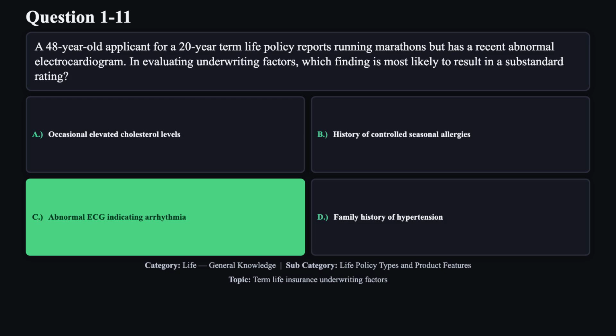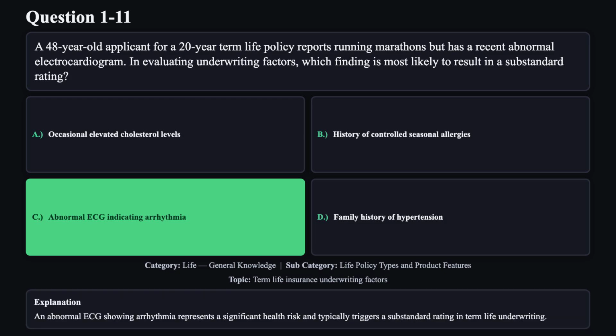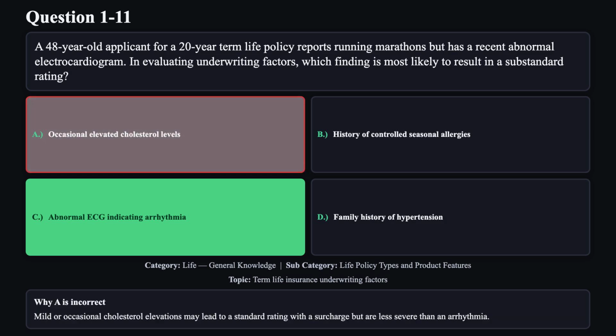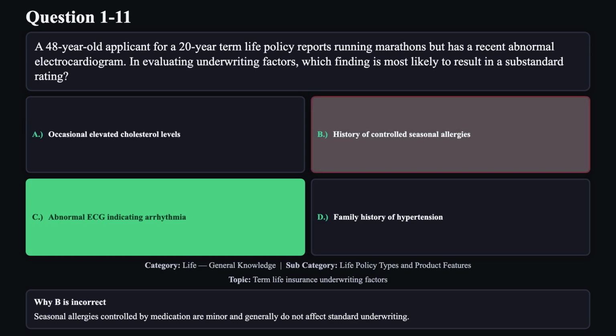The correct answer is C. An abnormal ECG showing arrhythmia represents a significant health risk and typically triggers a substandard rating in term life underwriting. Reason A is not correct. Mild or occasional cholesterol elevations may lead to a standard rating with a surcharge, but are less severe than an arrhythmia. Reason B is not correct.